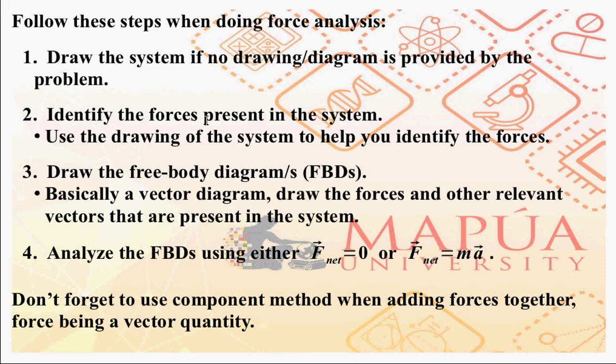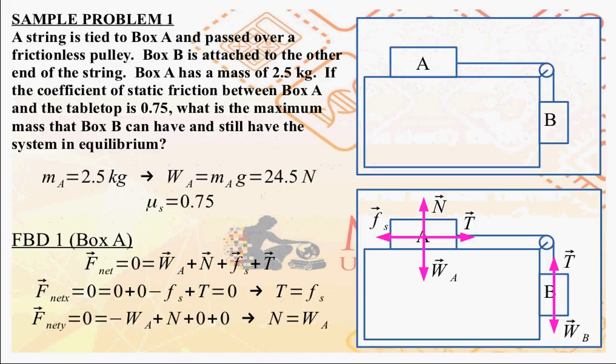Step 2, identify the forces present in the system. Use the drawing of the system to help you identify the forces. There's no applied force. Weight. As long as there is mass, there is weight. Object A has mass. Therefore, it has weight, and weight is always vertically downwards. You have weight A. Box B also has weight, also has mass. Therefore, it also has weight.